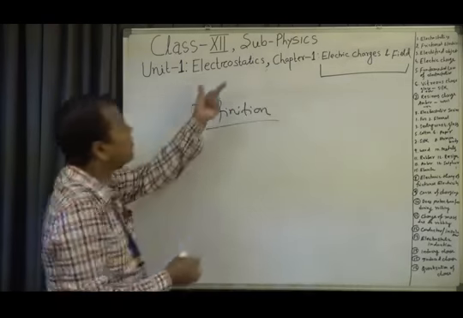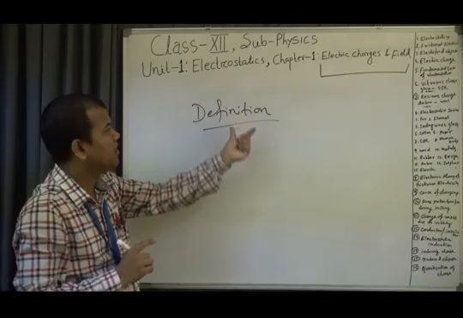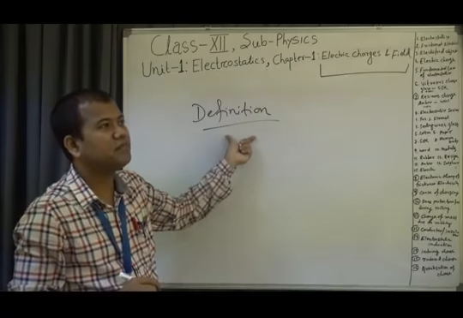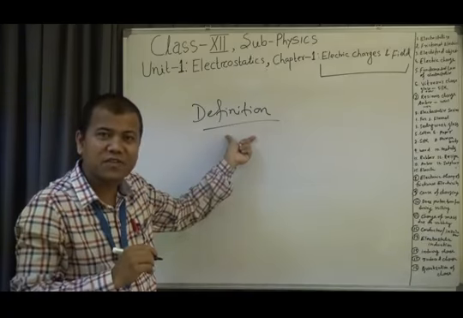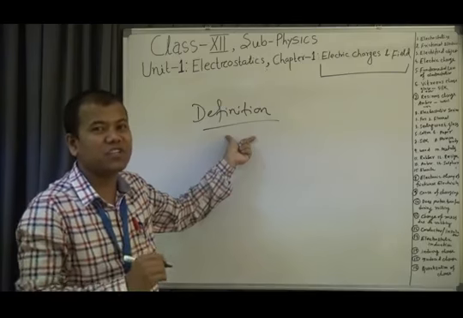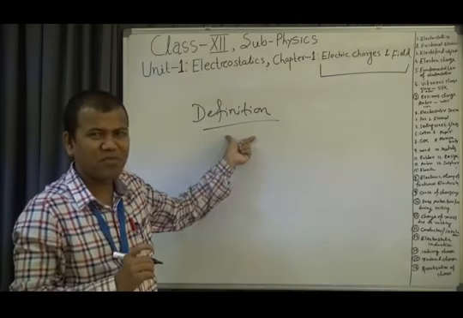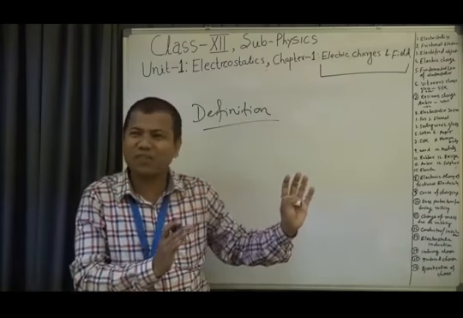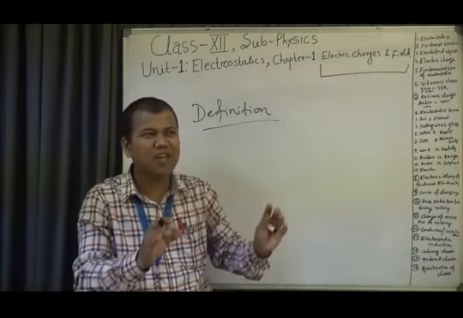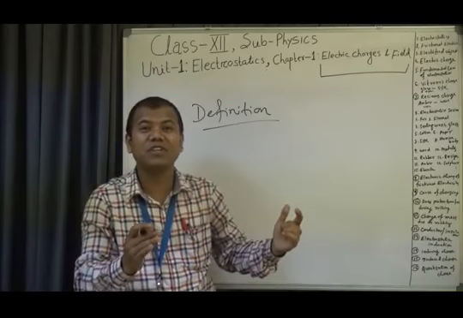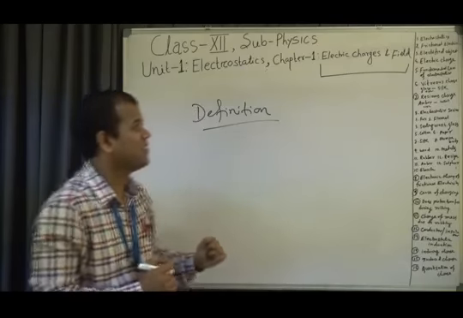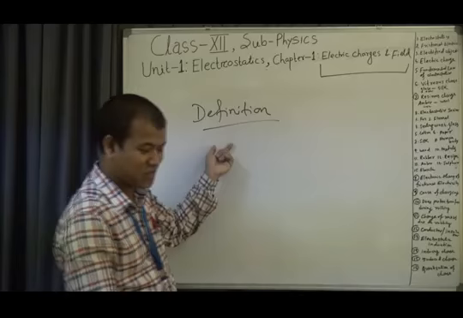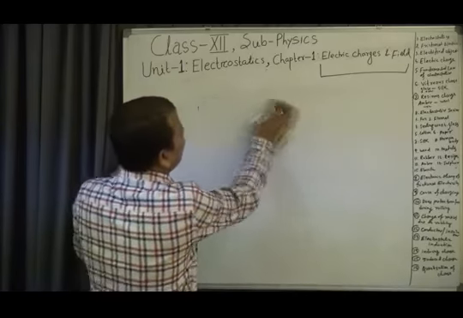I told the literal meaning of electrostatics, but what is the definition? The definition is that it is the branch of physics which deals with charges at rest. Means it is a special branch of physics which analyzes or deals with the charges at rest. That is electrostatics, okay. That is the definition of electrostatics.